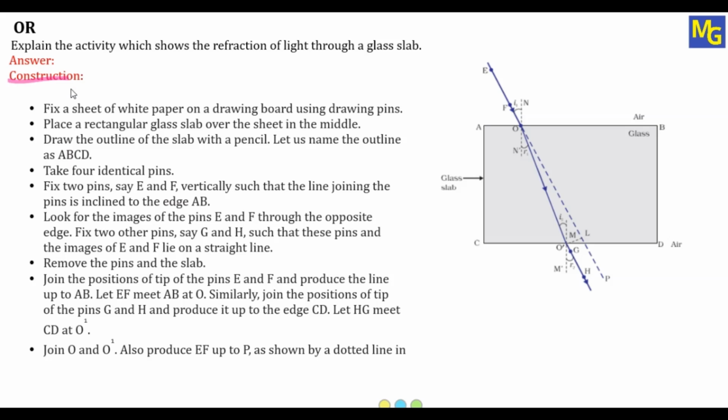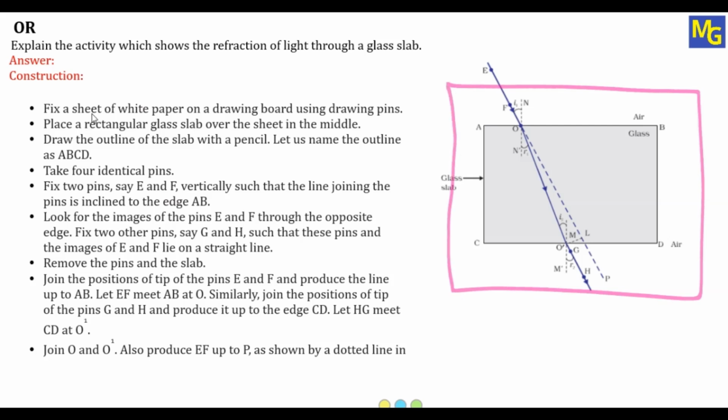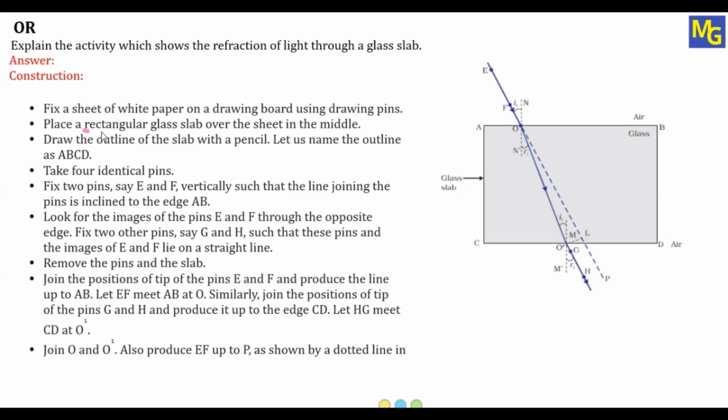First we will see the construction and then we will see the activity. The first point: fix a sheet of white paper on a drawing board using drawing pins. So we are going to take one white sheet, and fix it with the pins. Then place a rectangular slab over the sheet in the middle. This is the glass slab which we have kept in the middle of that paper. Draw the outline of the slab with a pencil. Let us name the outline ABCD. So exactly beside this glass slab we draw a rectangular outline and label it A, B, C, and D.